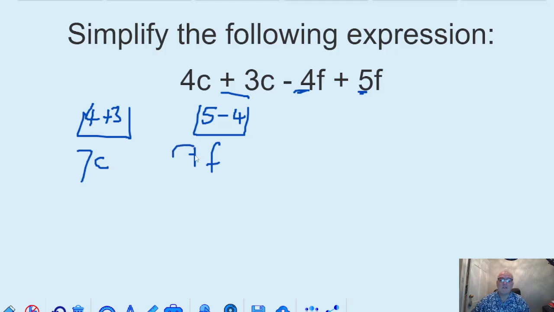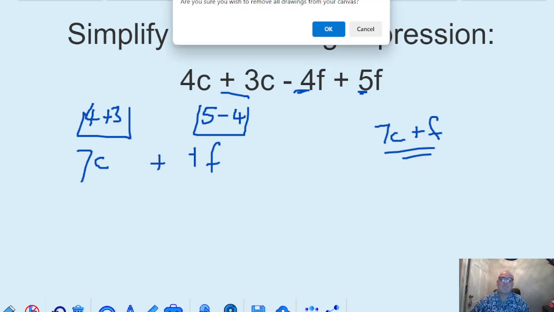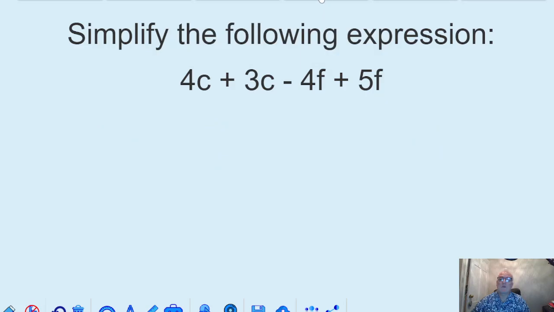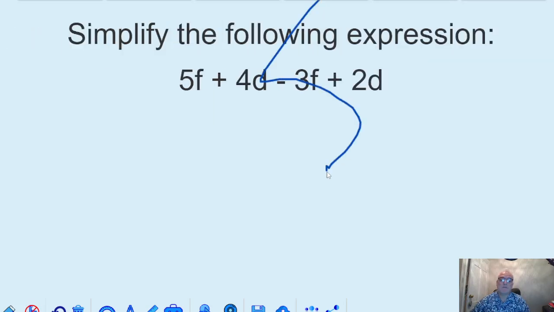Okay, so if it's a positive value like that, there would be the positive sign in between it. So I've got 7C plus 1 lot of F. 7C plus F. Okay, give this one a go. Here's a question, have a go, pause the video, see how you get on.